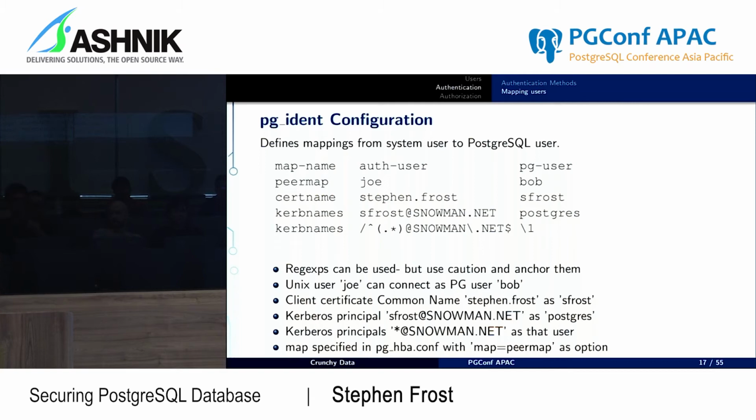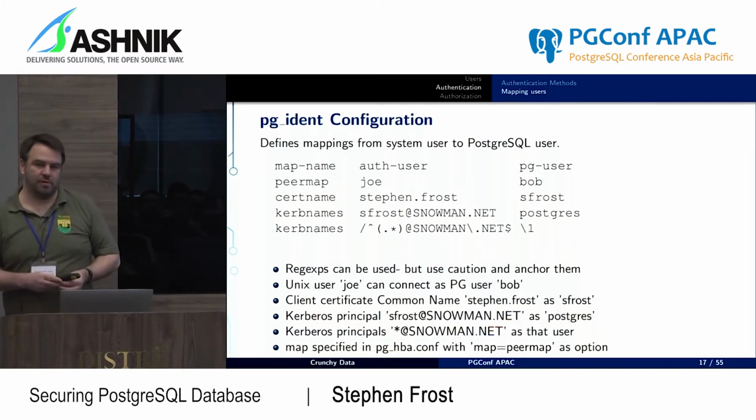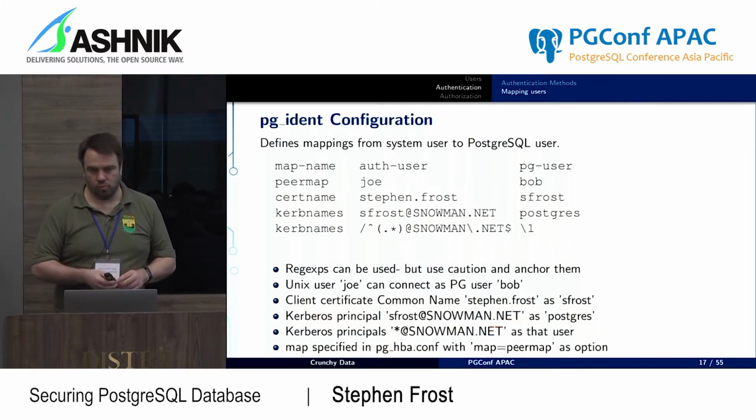So basically, pg_ident is really just a mapping of the user. It is not an authentication method. It is a mapping, that's correct. It's not an authentication method. It could be peer, which is like picking up the Right.